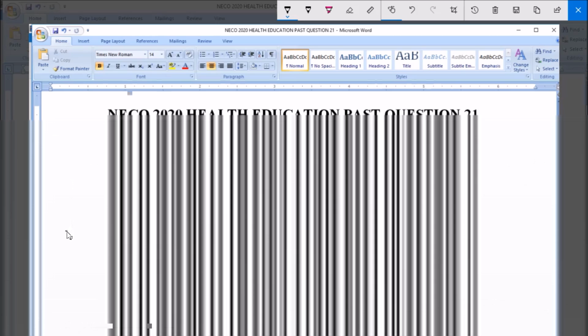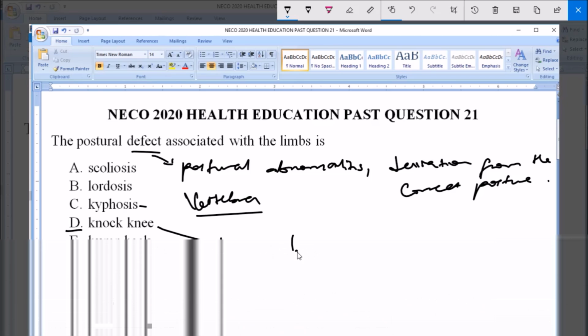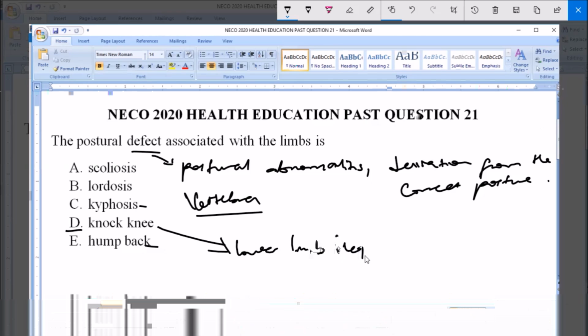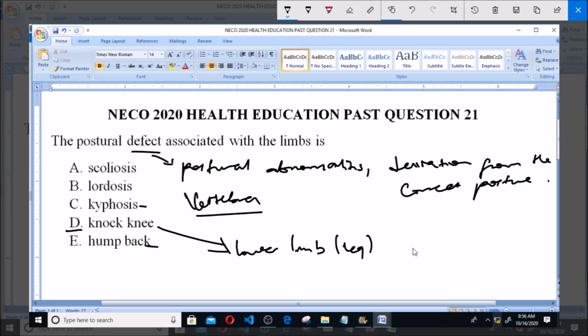But if you look at option D here, it says knock-knee. From this word knock-knee, you know that it's associated with the lower limb, that is the leg. And in knock-knee, you notice that the two knees are usually close together, but the feet or the legs are separated from each other, what we call the K-leg. The local name we give it is the K-leg. So knock-knee is a postural defect associated with the lower limb.